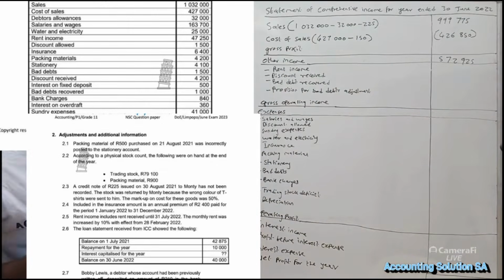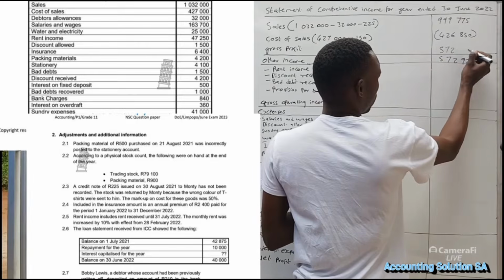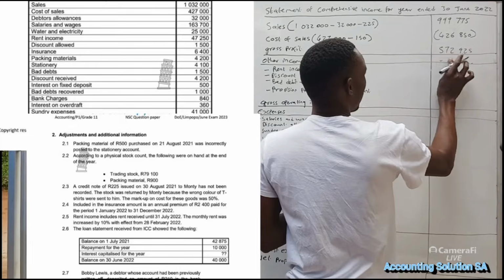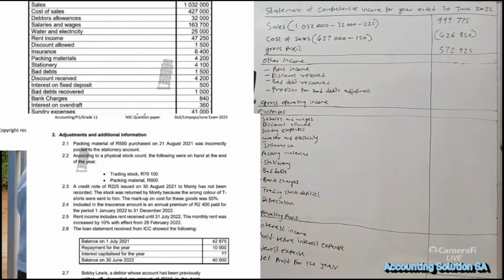Okay, then the second part now, we have to calculate. Apology, I was supposed to write here 572,925. This space will be for other income total. Okay, so now we have a side of other income and side of expenses.